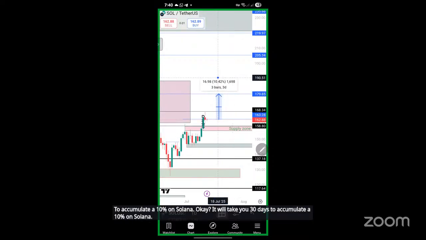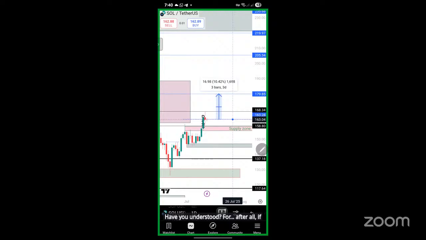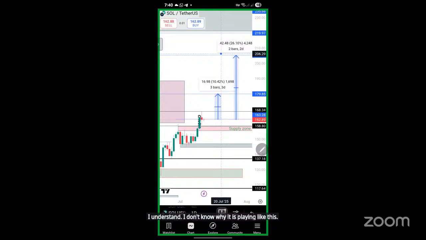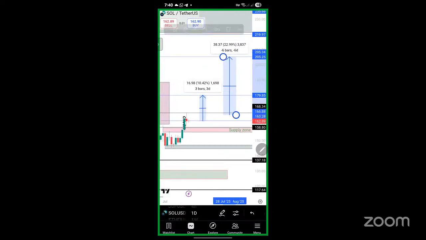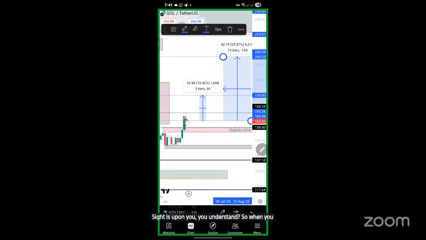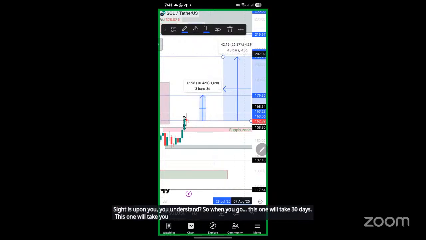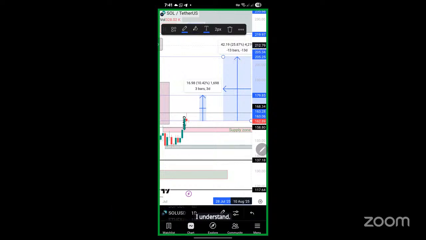Have you understood? After all, if you are a holder, somebody can say, no, for me, I want to take profit around this point. So it is upon you. You understand? This one will take 3 days. This one will take you 13 days. So the bigger the profit you take, the bigger the time, and vice versa.